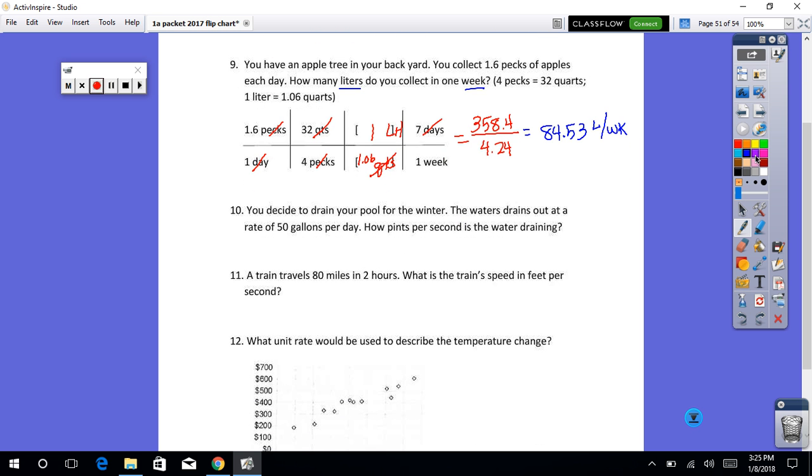Okay, number 10, same thing. You are going from gallons per day, and they want you to change that to pints per second. So let's see. We have 50 gallons for 1 day. Okay, let's change our gallons to pints first. With your little conversion chart, let's see. Gallons to pints first.